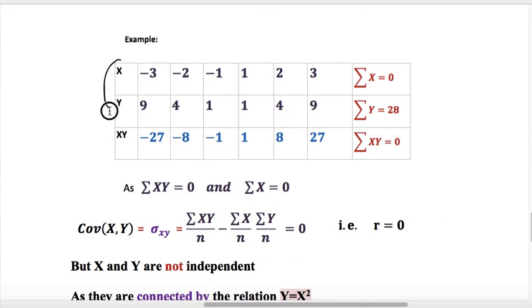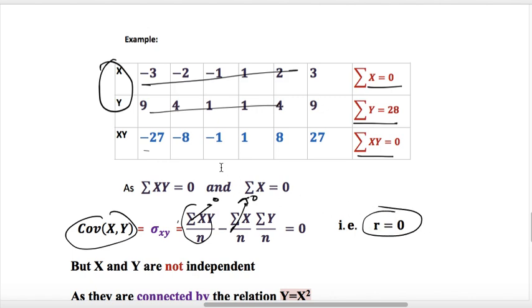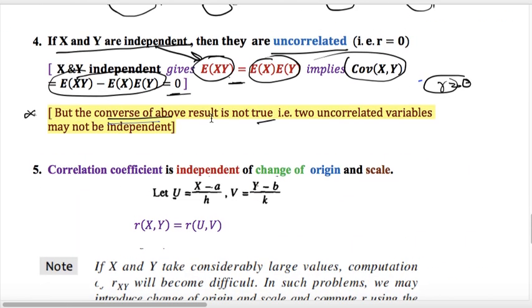Let's say there are 2 points, and the pair of data of x and y is given. When you take the sum of x, the sum of y and the product, what we observe is that covariance is calculated by the formula, because here this is also 0 and the sum of x is also 0. So when we simplify it, I get r equals 0. But what we can observe here is that they are not independent. Why? Because y is the square of x. So we can say the converse is not true.